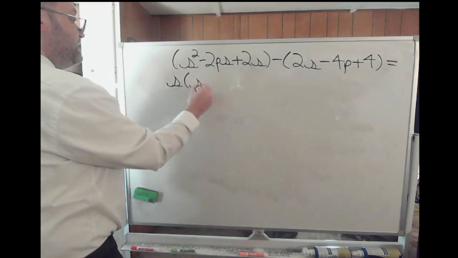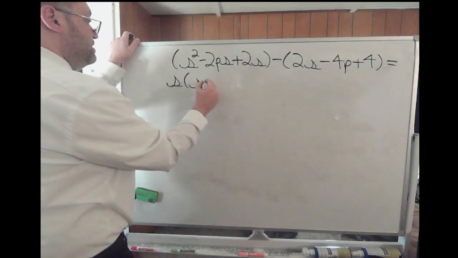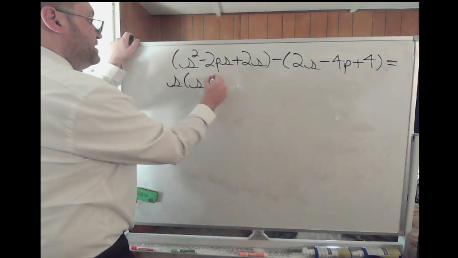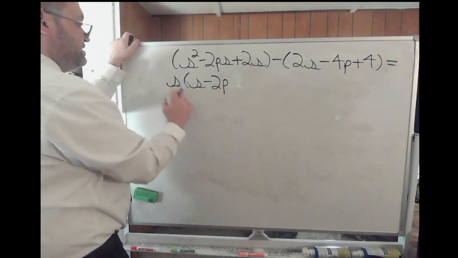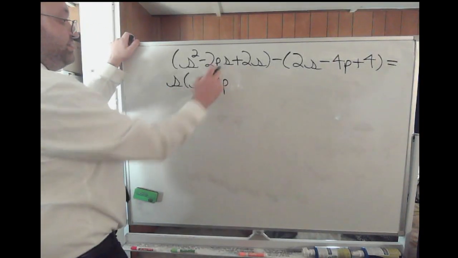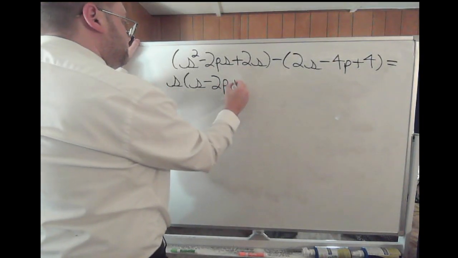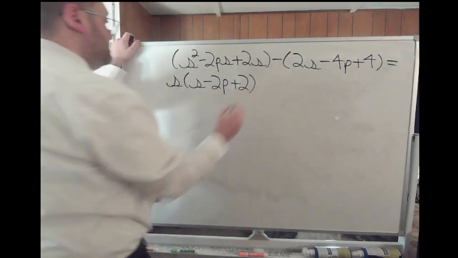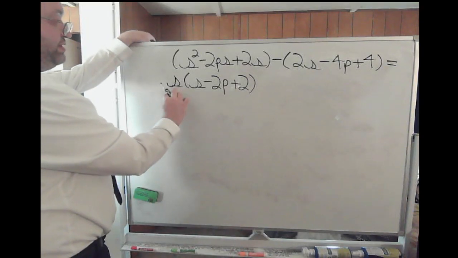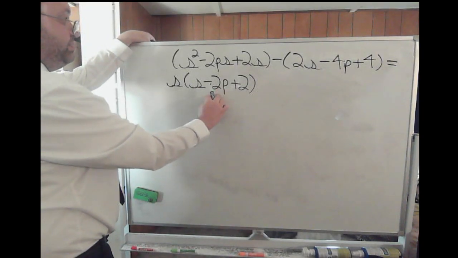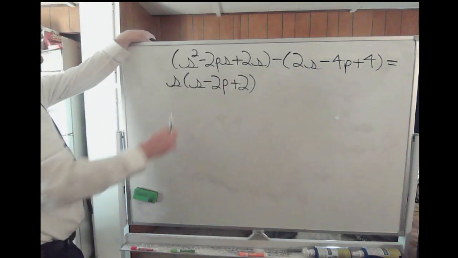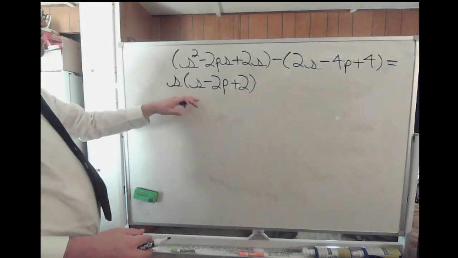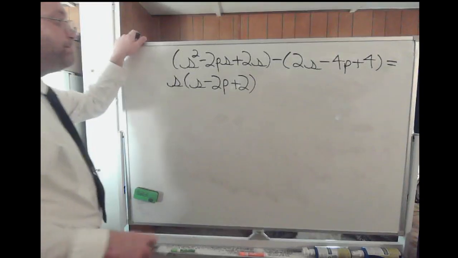You factor out an s. s times what equals s squared? Well, that would just be s, minus, all right, then you have s times what equals 2ps? Well, it'd be minus 2p, because s times negative 2p is negative 2ps, plus you have s times what equals 2s? Well, that'd be 2. And if you redistribute the s, you would get s squared minus 2ps plus 2s. So basically figure out what factor is common to these three terms and then go from there.